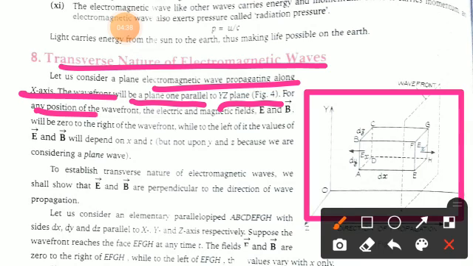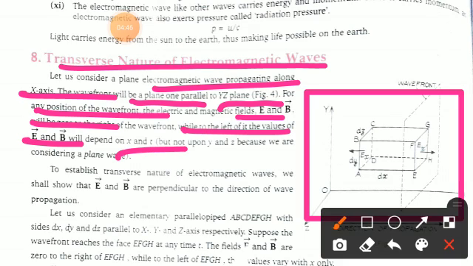For any position of the wavefront, the electric and magnetic fields, vector E and vector B, will be 0 on the right of the wavefront, while to the left of it the values of E and B will depend on x and t, but not upon y and z, because we are considering a plane wave.